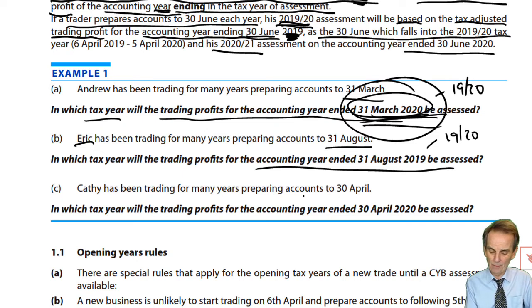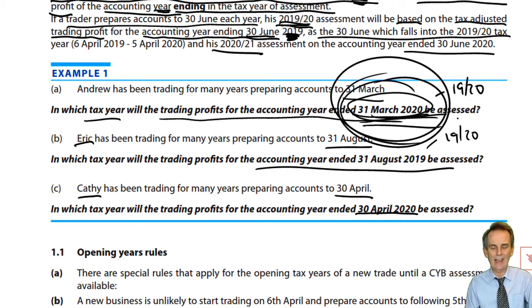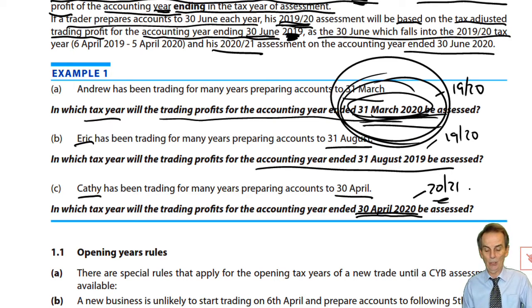Either that or this one, where this time Kathy, she prepares accounts to the 30th of April. And if we're looking at the year ended 30th of April 2020, so that's only, again, look at that one, 1 month later than having chosen the 31st of March. But if we choose year ended 30th of April 2020, then that one now falls in the 2021 tax year and therefore will be assessed in that 2020-21 tax year. So it should be a simple process for a tax year, which accounting year ends in that tax year.